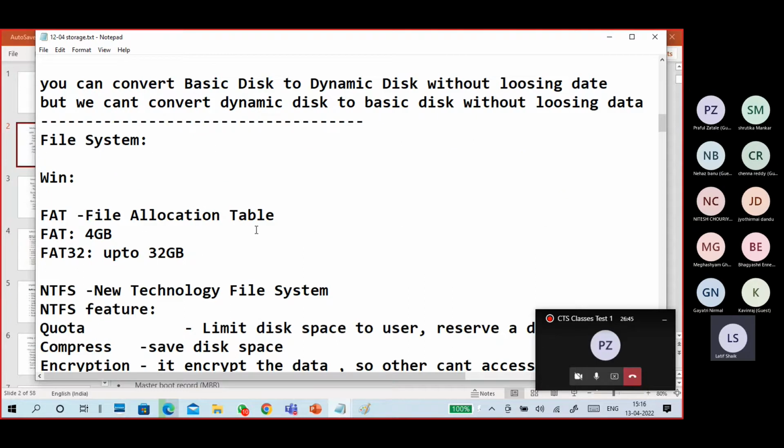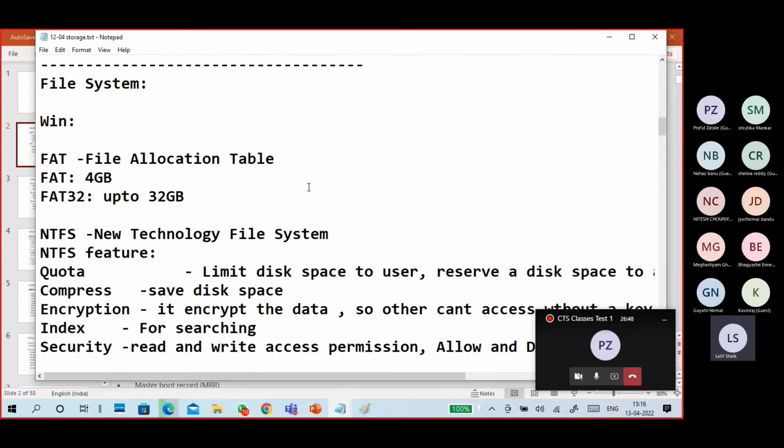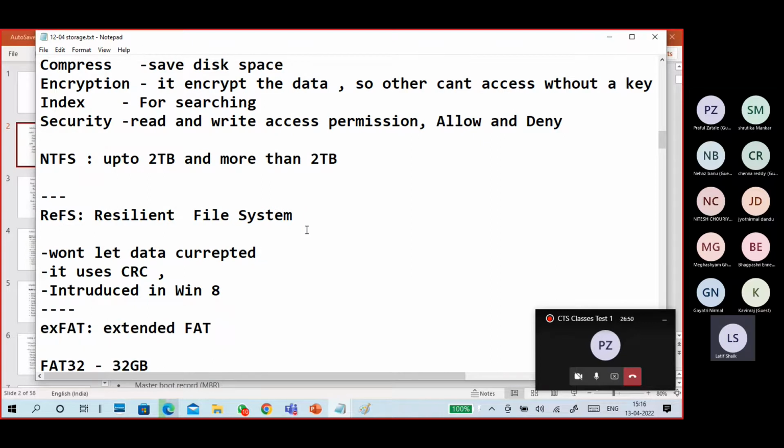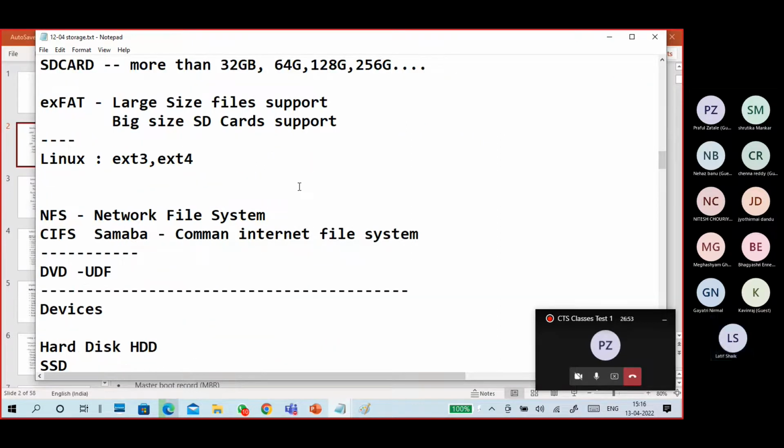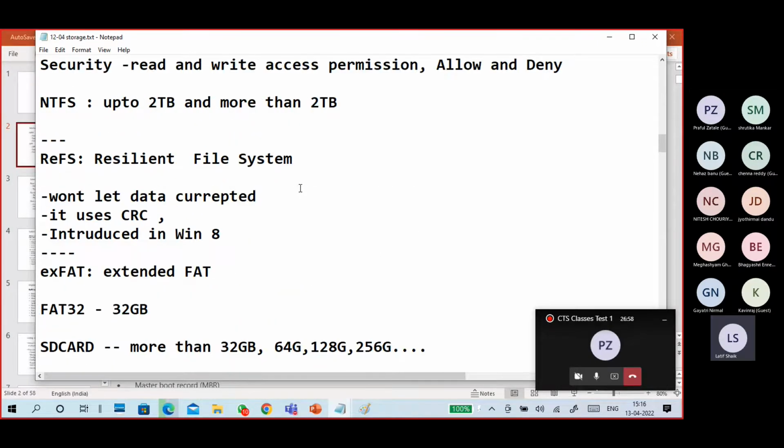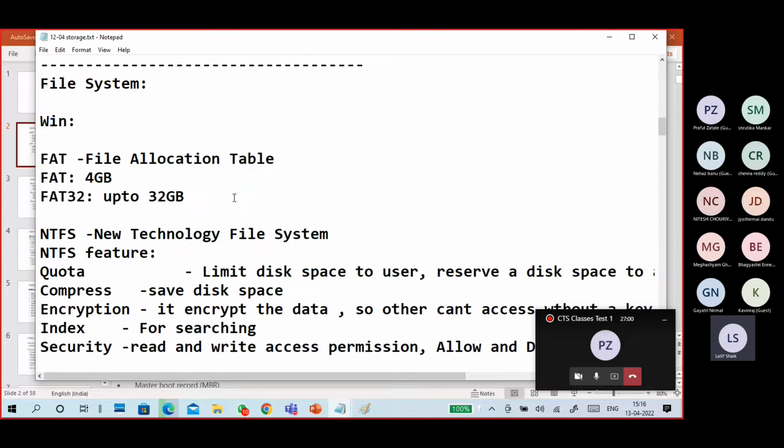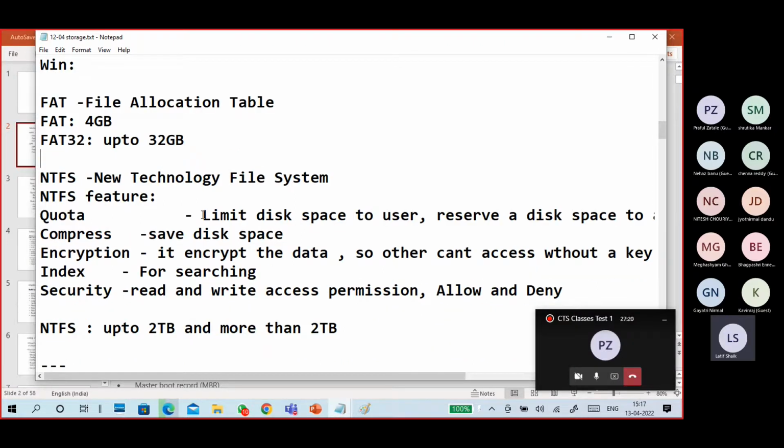And different file systems are there: FAT, NTFS, ReFS, exFAT, ext3, ext4, NFS, CIFS. Anything with FS is a file system type. FAT is File Allocation Table. FAT supports partitions up to 4 GB, and FAT32 supports up to 32 GB. Nowadays, we are not using the FAT file system for computers, laptops or desktops with Windows. We use only NTFS.